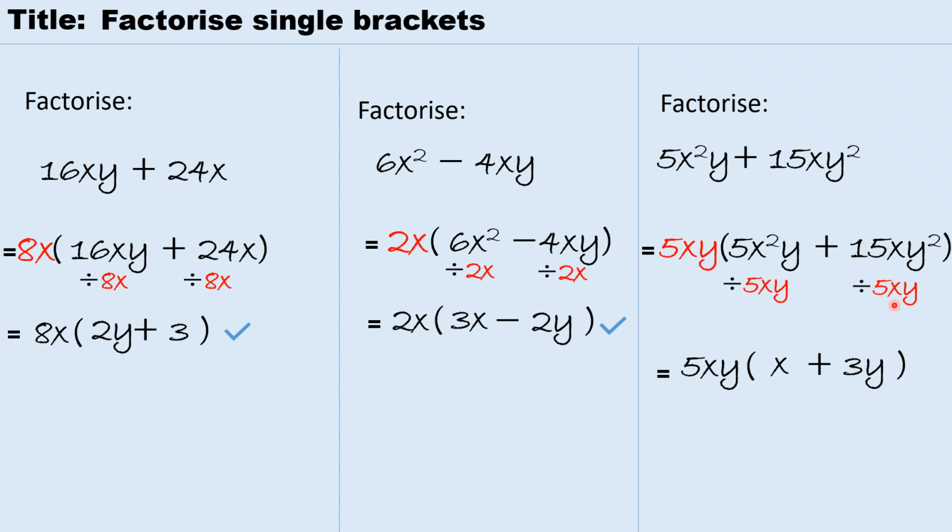The x will cancel this x here because x divided by x is 1, and then y squared divided by y is y, because this y here will cancel one of our y here. So this is our answer, 5xy, open bracket, x plus 3y, close bracket.